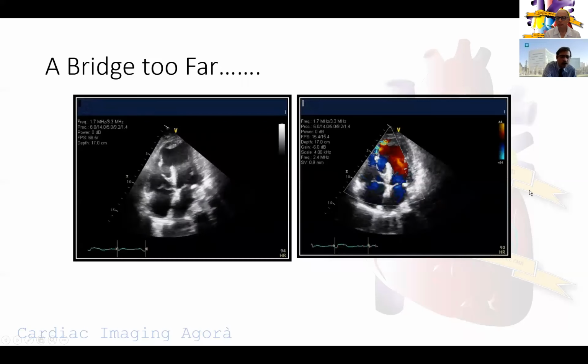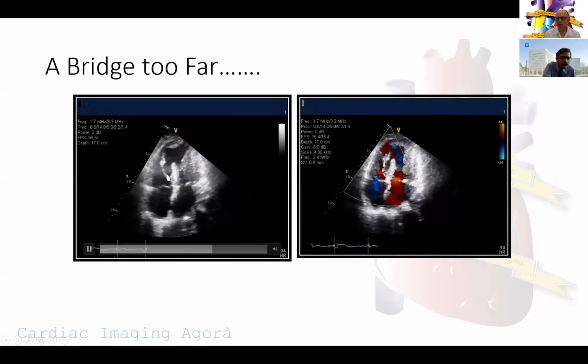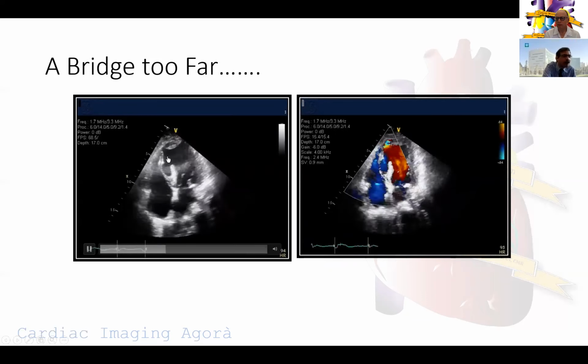Sometimes the echo is useful in a case like this. Here we see a ventricular septal rupture, but it's not just a rupture, it's a complete dissection of the interventricular septum by this infarction. The whole ventricular septum in this LAD infarct is dissected and has then ruptured.